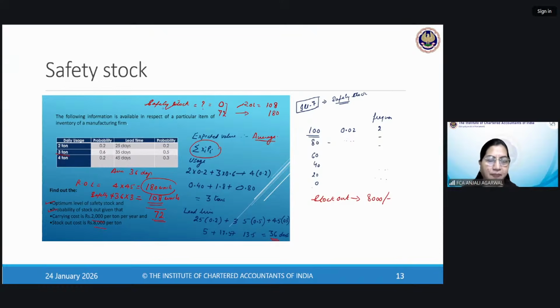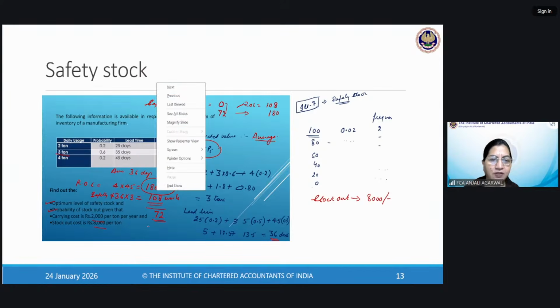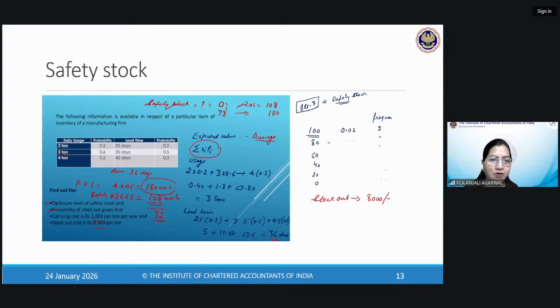I'll repeat. Reorder level has two formulas. One is maximum consumption into maximum time. Here, that gives us an answer of 4 into 45, 180 units. And the alternate formula is safety stock plus average consumption into average time. Average consumption and average time is not given in this question. The consumption and times are given in probability.